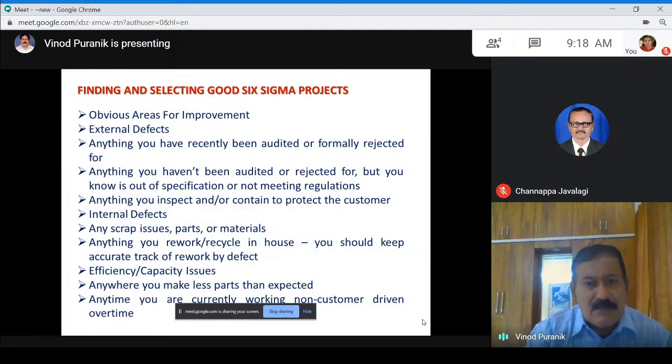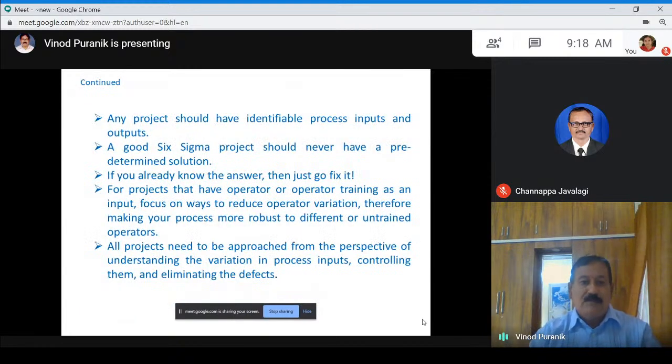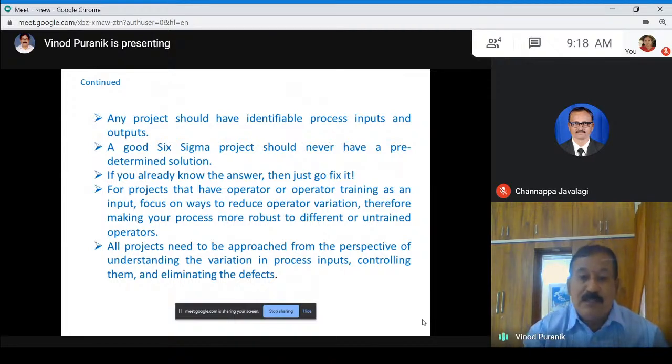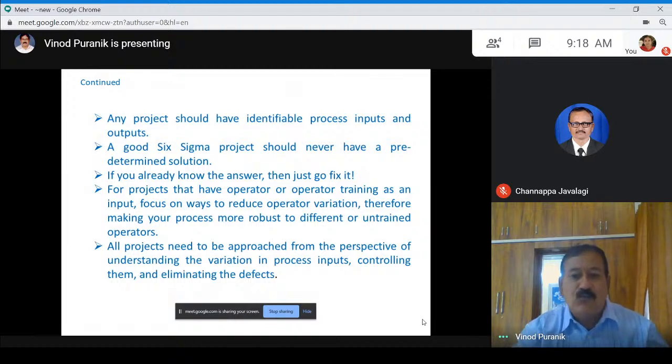So, let us continue with some more projects. Any project should have identifiable process inputs and outputs. And one more thing you have to remember: in a good Six Sigma project, there are never predetermined solutions. You have to work and get better solutions. If we knew everything, we could just fix it. There is no question of that. If you have an answer, you just do it. But it is not like that. So in Six Sigma, you have to work on that and plan on that.